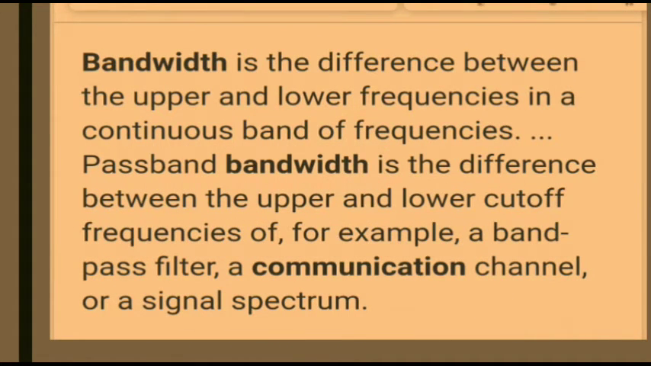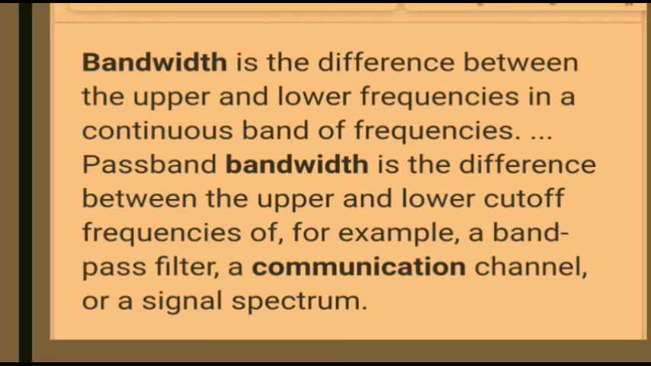Another definition for bandwidth: bandwidth is the difference between the upper and lower frequencies in a continuous band of frequencies. In the pass band, the bandwidth is the difference between the upper cutoff frequency and the lower cutoff frequency. For example, a band pass filter, a communication channel, or a signal spectrum. These are examples of what?